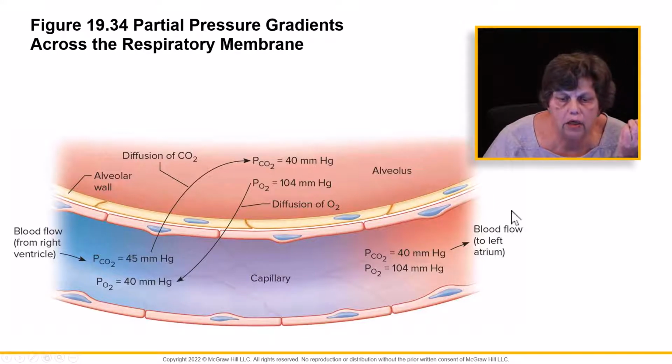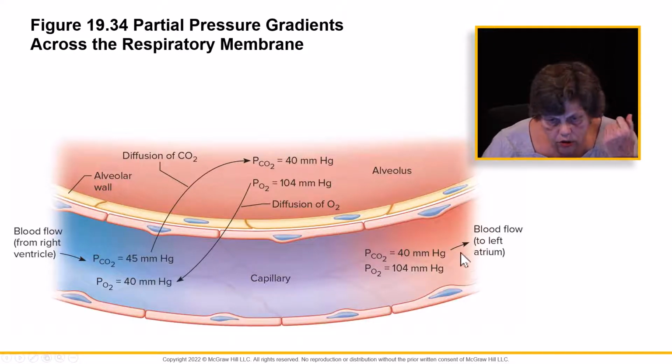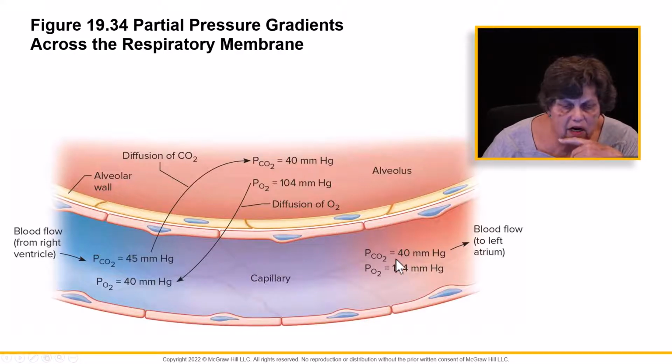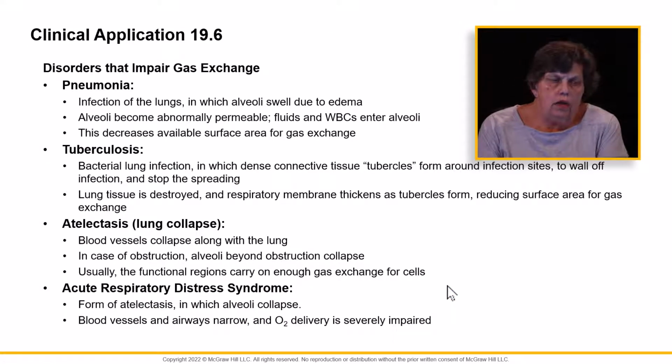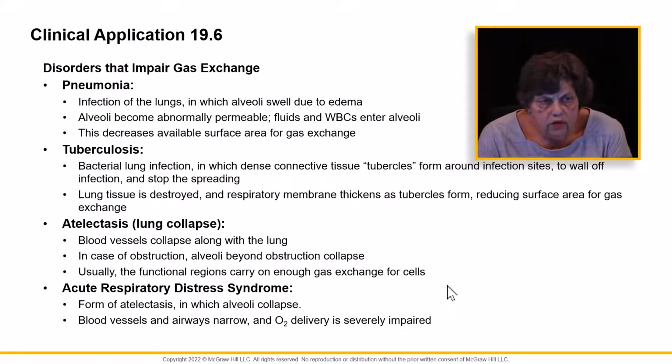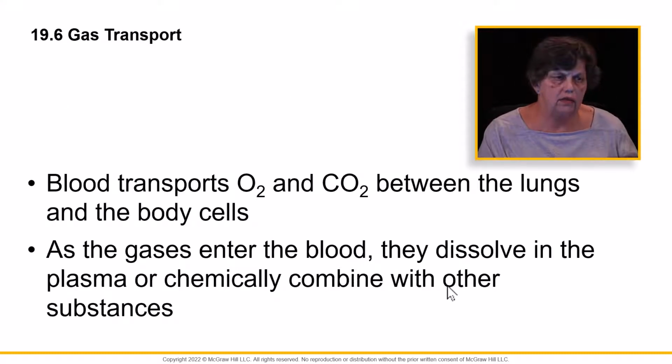So just by diffusion, as this comes in, you off-gas the CO2 and you in-gas the O2, so that by the time you get over here to where you're going out via your pulmonary vein to your heart, your CO2 is down a little bit, but look at that PO2. Big difference. You've moved this, okay? And that's what allows this to occur. So you can look at the different disorders that impair exchange. I think you can understand what is going on, but it makes it more difficult to exchange these gases.